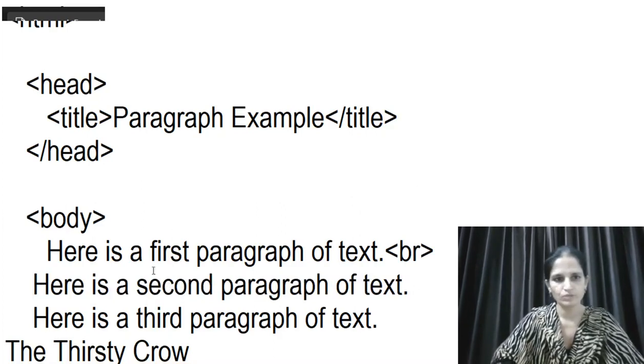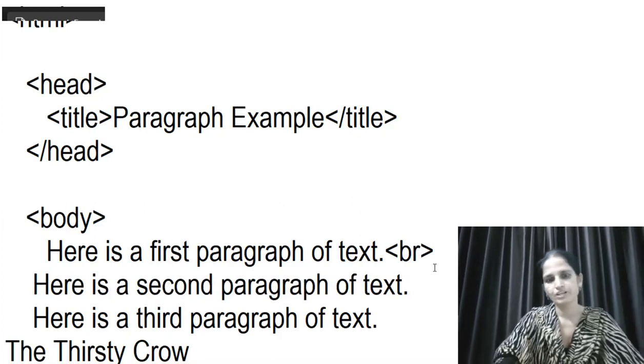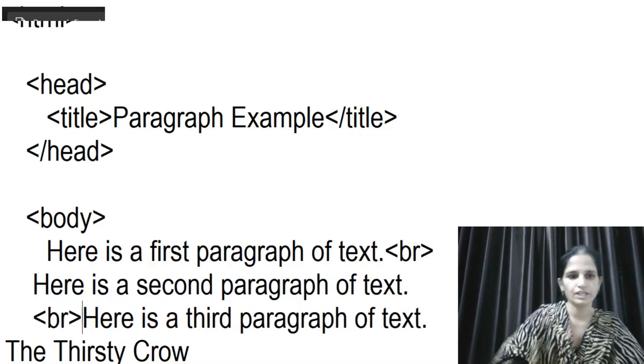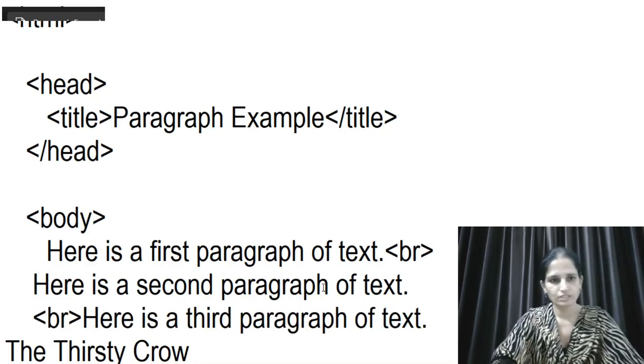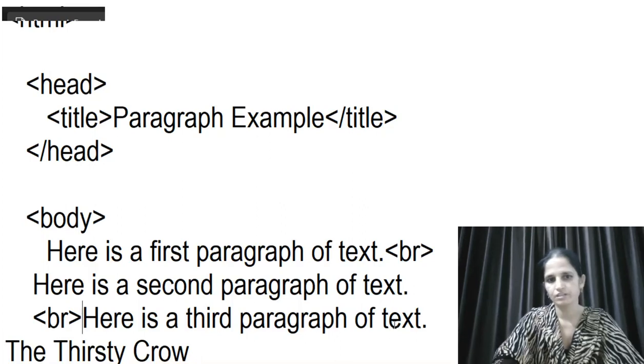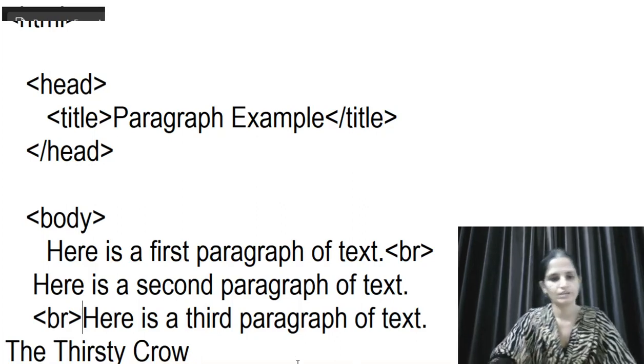So for example, we write here, here is the first paragraph of text. After that, we put the BR tag here, and once more we write the BR tag here. So our two lines are there now. Here is the first paragraph of text, then here is the second paragraph of text, and then here is the third paragraph of text, and then the complete paragraph.